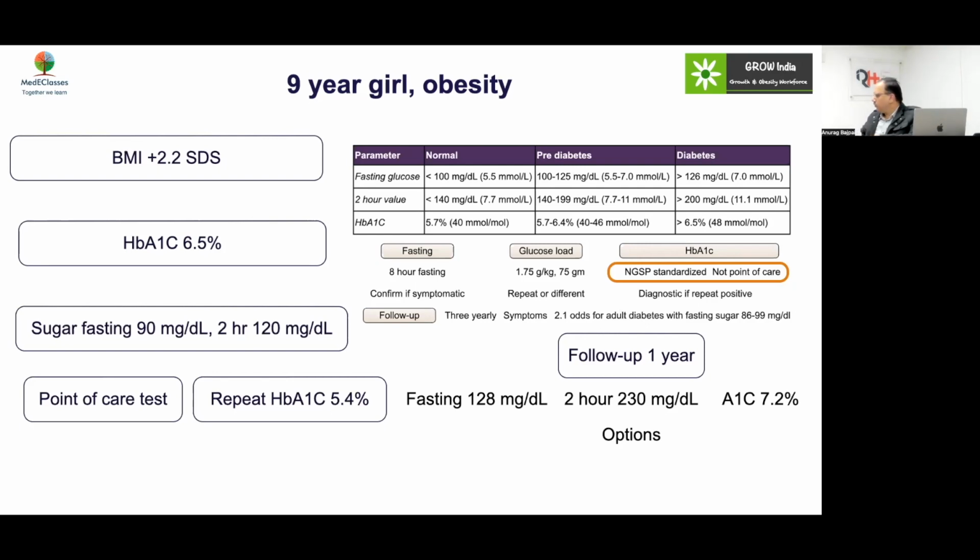So 7.2 now, which will be the best agent now? No ketosis. At 7.2 you won't have ketosis. Would you like to start with metformin or just lifestyle alone? So there is a clear-cut indication that if you're diagnosing diabetes, there is no role of just giving lifestyle. You want to treat to target and not treat to failure. So you start metformin right away.